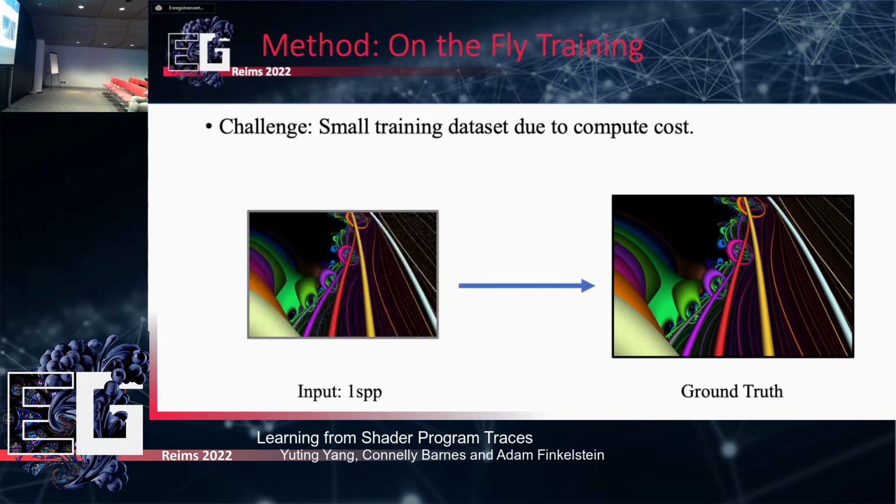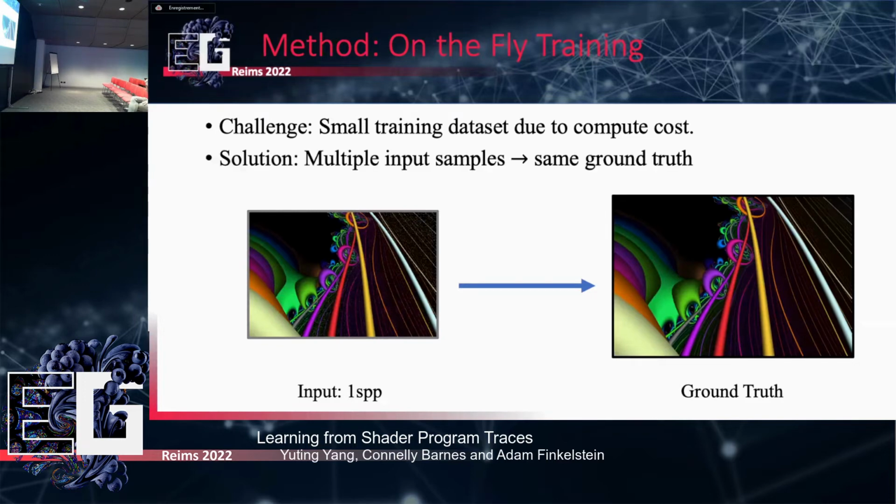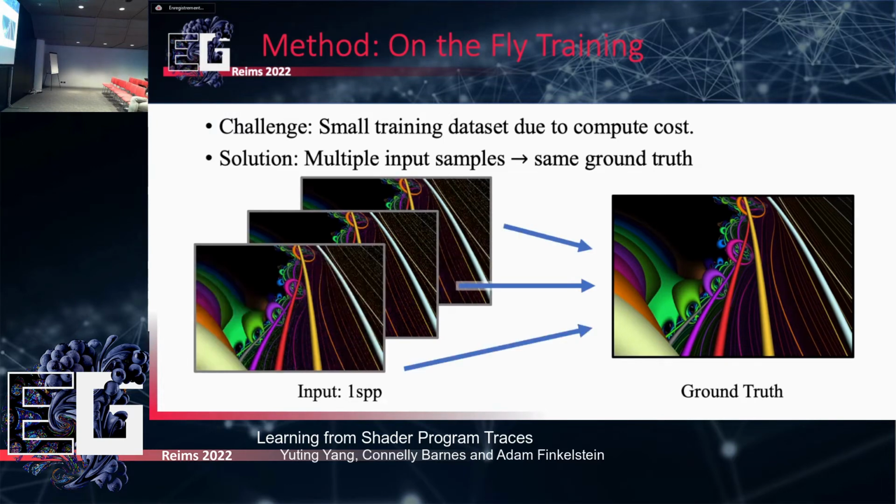So, during training, we can efficiently re-render the noisy one sample per pixel input by drawing different samples within the same pixel, which still corresponds to the same output. Therefore, although our output ground truth data is limited, we actually have infinitely many input-output pairs. For example, here, the noisy shader rendering could have multiple different copies with slightly different random offsets on each pixel, but they all share the same ground truth image.